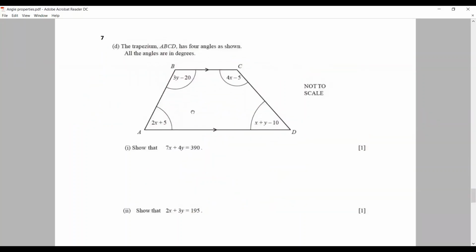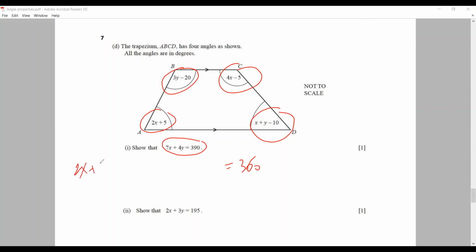We have a trapezium. 4 angles are given. So we have to show that 7x plus 4y is 390. I'm going to use the formula of the interior angles of a polygon. In this case, that's a quadrilateral. The sum of all internal angles should be 360. So you just add all these 4 and equate it to 360. I'm sure we're going to get this equation.